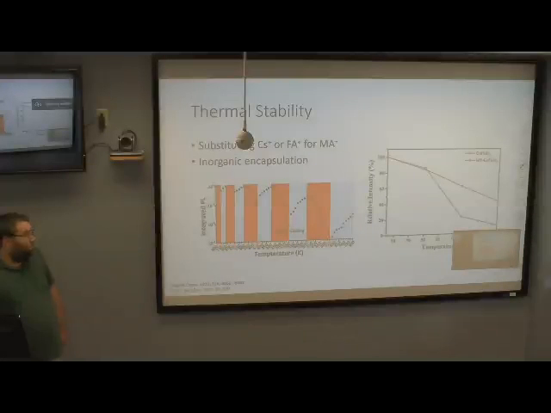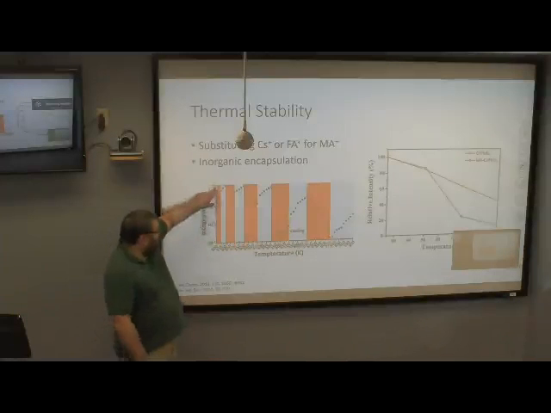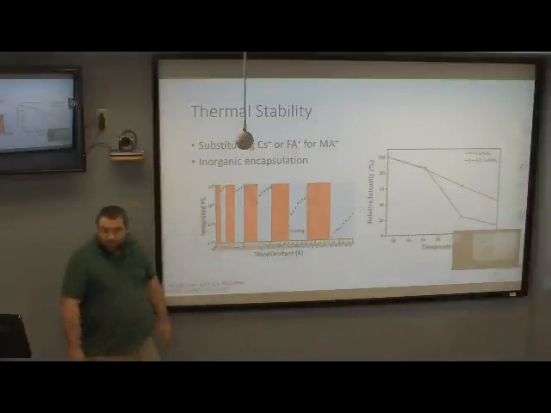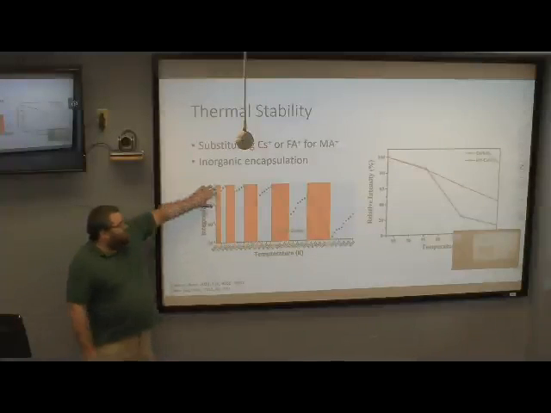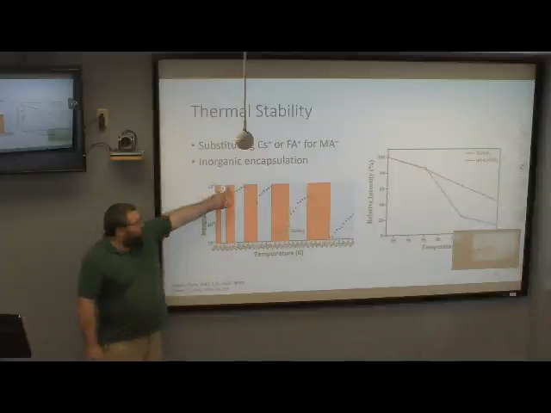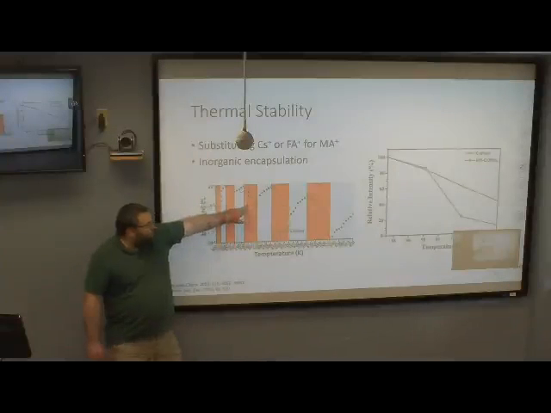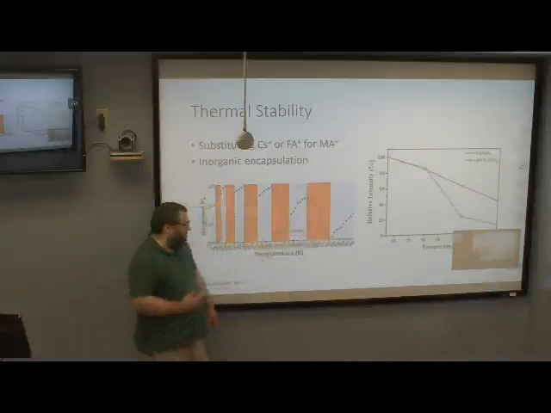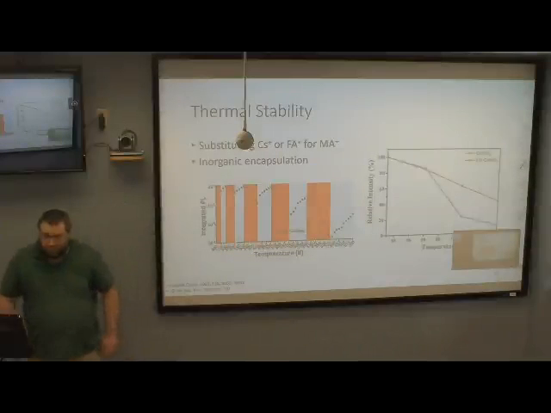So one of the issues with this is its thermal stability. As you can see in this graph, the red boxes are heating steps and the blue are cooling steps. The photoluminescence decreases with each heating step and gets worse. And then they also have cooling steps to show its bounce back.